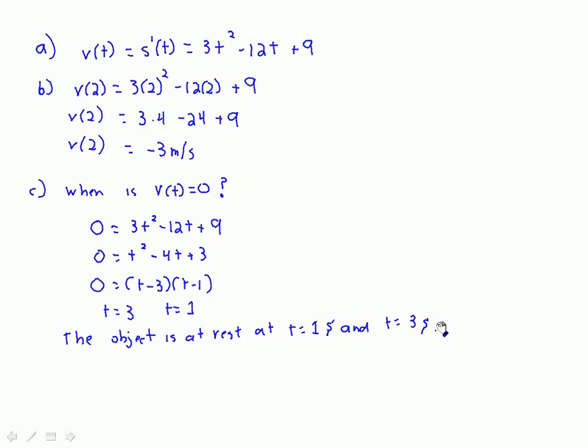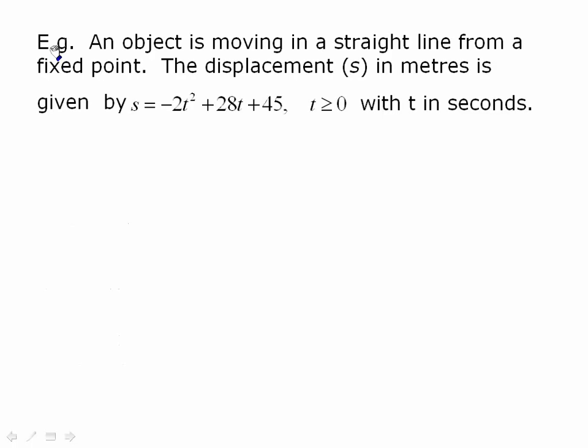So, moving on to question D. When is the object moving in the positive direction? So, when is the object moving in the positive direction can be tackled a couple ways. But the way I'm going to do this one is, well, first off, I'm going to bring up a new screen. So question D, we want to find out when is v at t greater than 0.